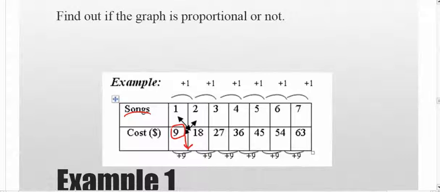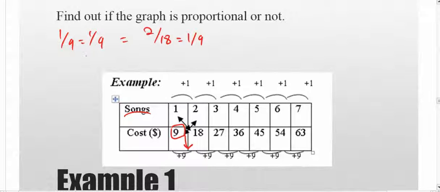And to check if it's proportional or not, you just do 1 divided by 9 equals 1 divided by 9, and then you just keep going. So like 2 divided by 18 equals 1 divided by 9.